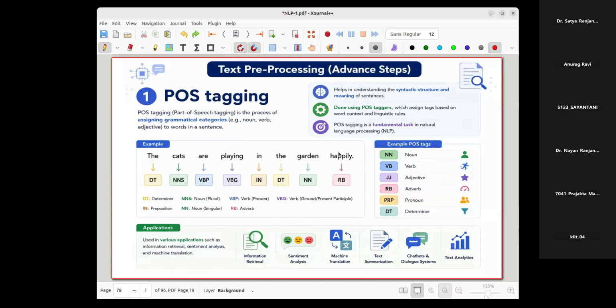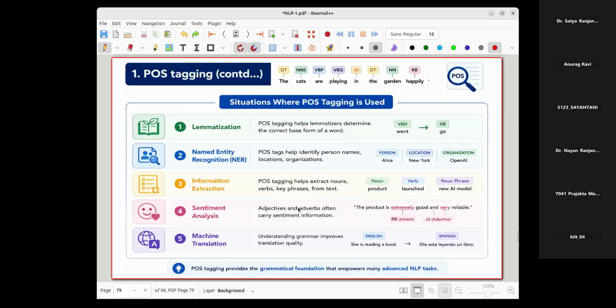There are libraries available which can be used to do that. Okay, so what are the applications? There are various applications. It is used in information retrieval, sentiment analysis, and machine translation. Wherever you want to give extra information about the words to the model, this can be one extra piece of information: you get the tagging, and then you can pass it to the model. Okay. Now the question is, in which situations should it be used?